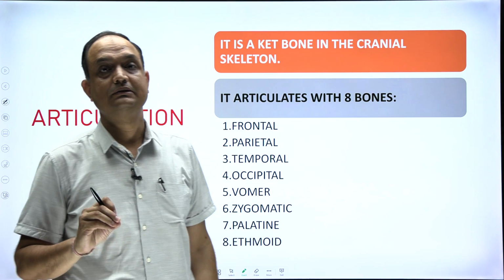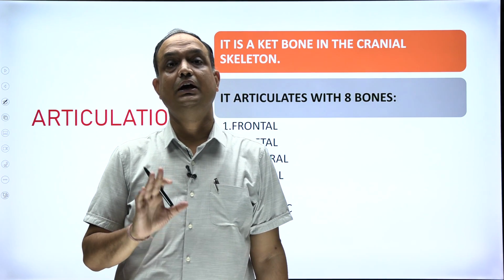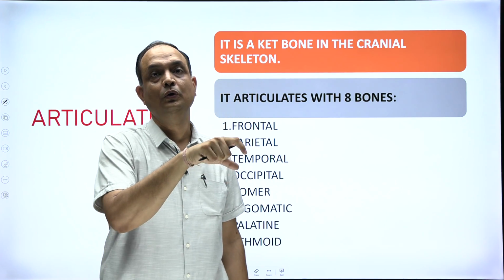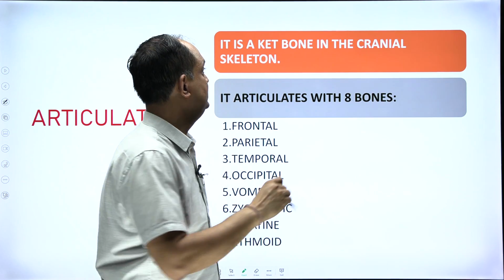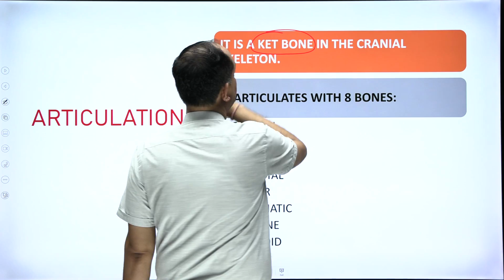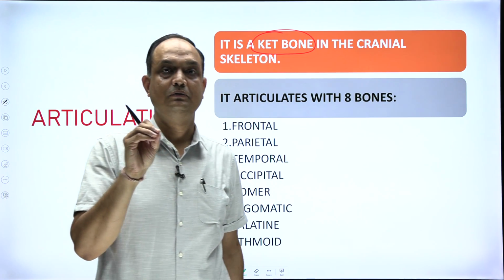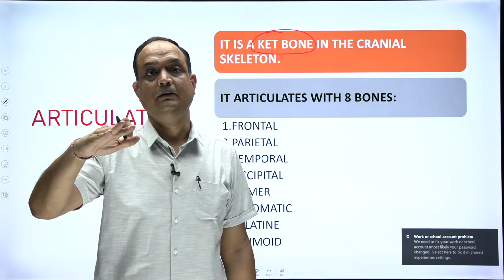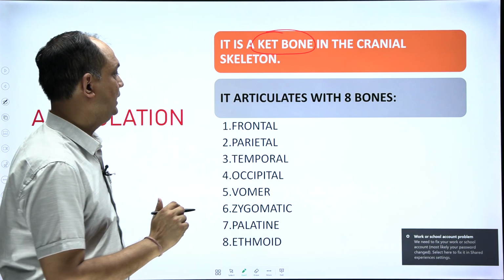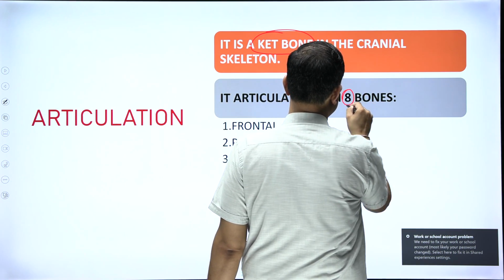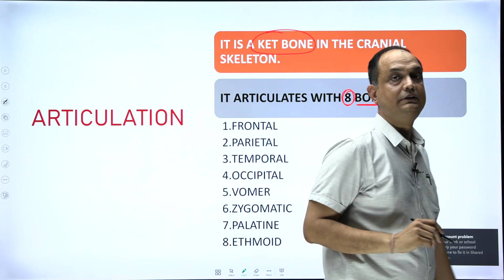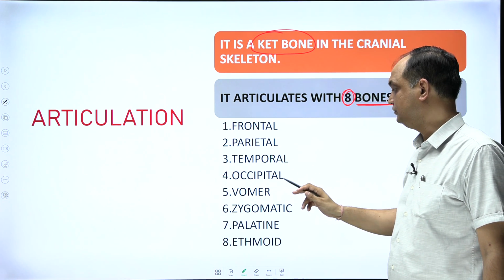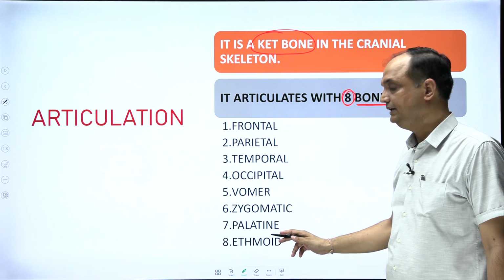Clear? Now when you have the sphenoid in your hand, you should know that in an articulated skull it makes a joint with 8 bones. When you see the open skull, you will realize it is the middle bone of the skull, and that's why it is known as the key bone of the cranial skeleton. Here is a small MCQ for you: which is the key bone of the cranial cavity? The sphenoid bone, and it articulates with how many bones? The answer is 8 bones. What are the names of these 8 bones? Frontal, parietal, temporal, occipital, vomer, zygomatic, palatine and ethmoid bone.